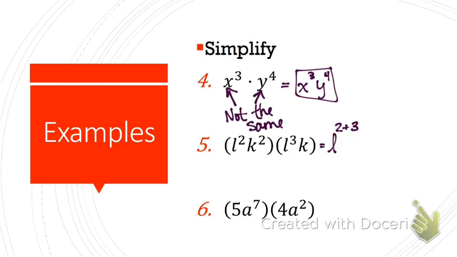And now K's exponents are, wait. Let's say I don't see an exponent. If I don't see an exponent, I'm going to assume there's a 1 in the exponent position. So this is like K to the 2 plus 1. Ending answer, L to the 5th, K to the 3rd.